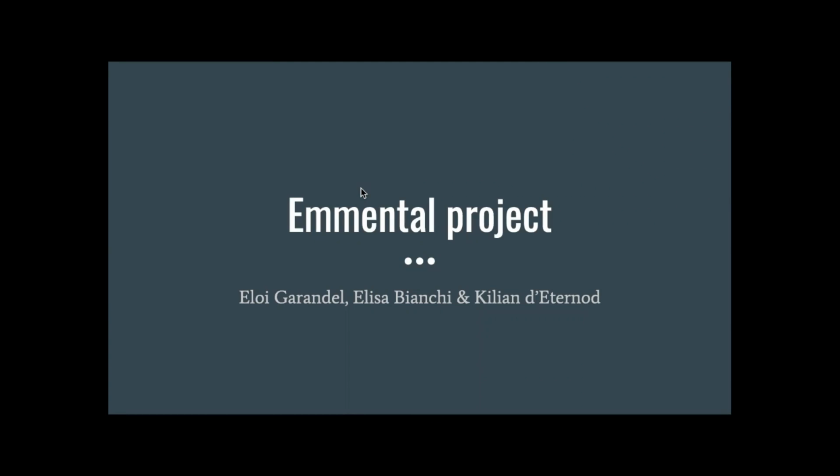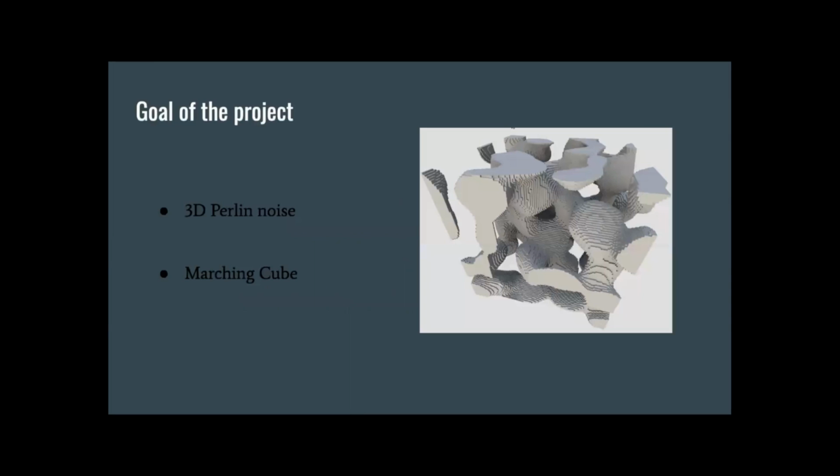During those 2 minutes, Elisa, Kilian, and I will present our project, the Emmental project. The core of our project consists of generating a cubic terrain with random 3D holes in it, smoothing the surface to get a proper terrain, and rendering those cubes to get a good-looking visual. To do so, we have followed two main steps, 3D Perlin noise and the marching cube algorithm.